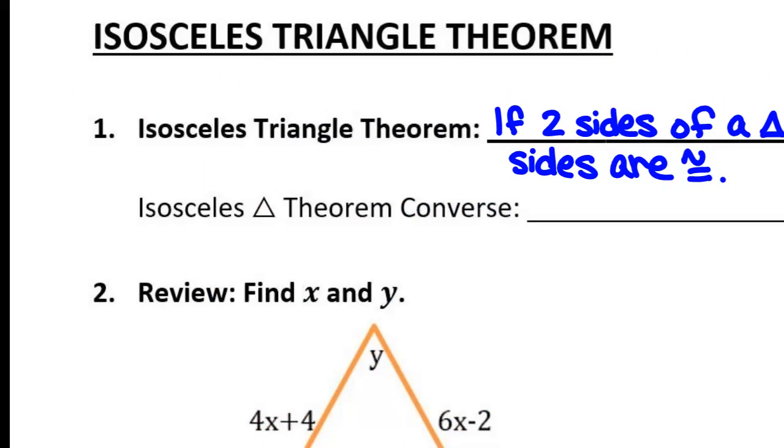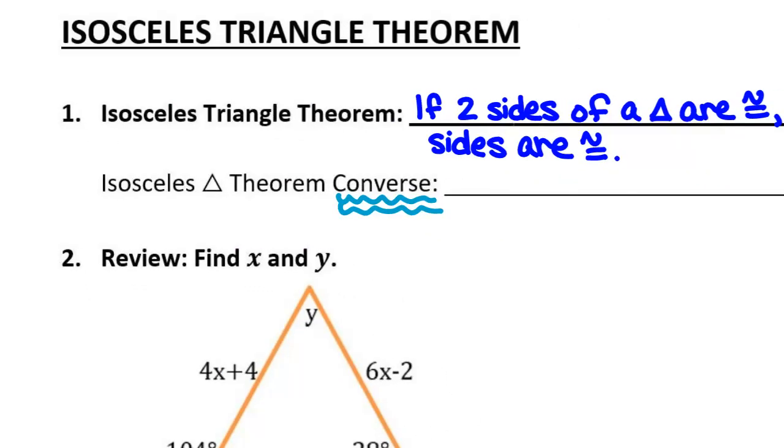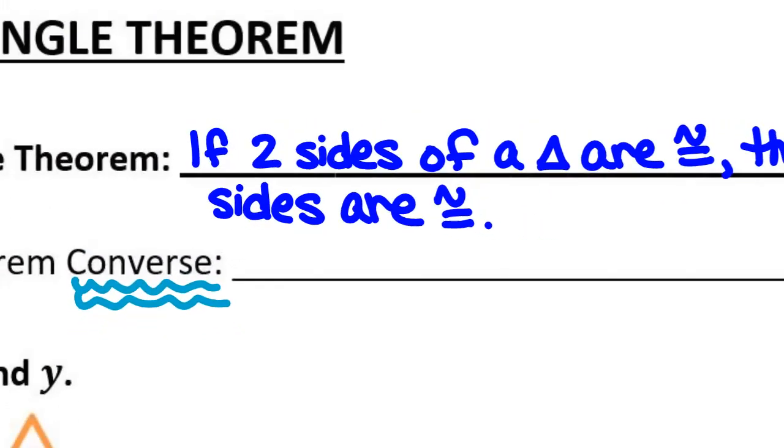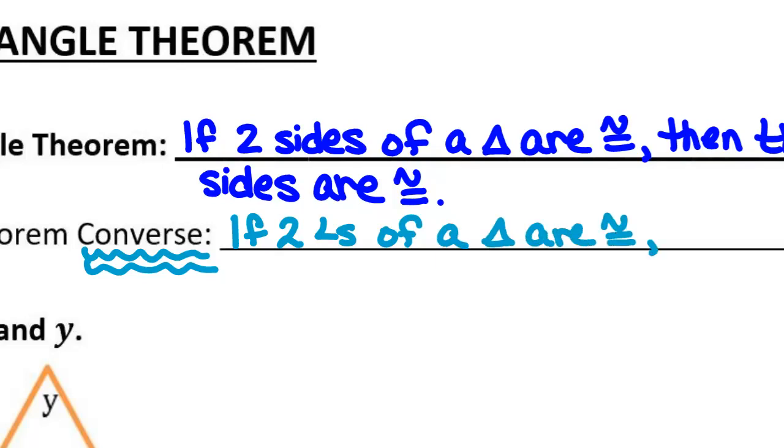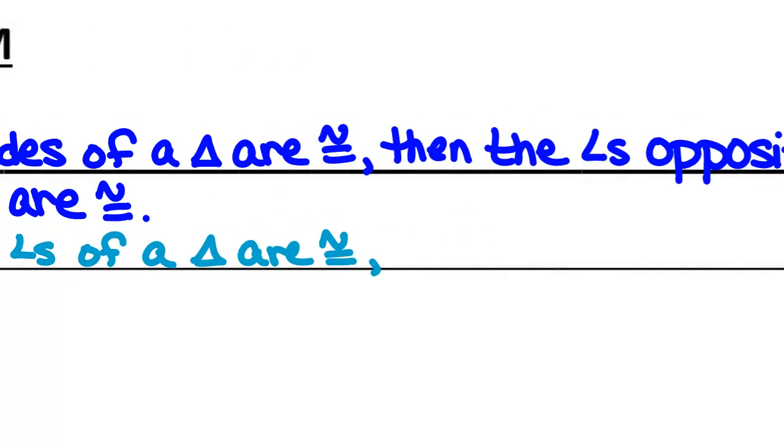The isosceles triangle theorem converse. This is actually the one that we were using when I was asking you guys to classify triangles. The isosceles triangle theorem converse says if two angles of a triangle are congruent, then the sides opposite those angles are also congruent.